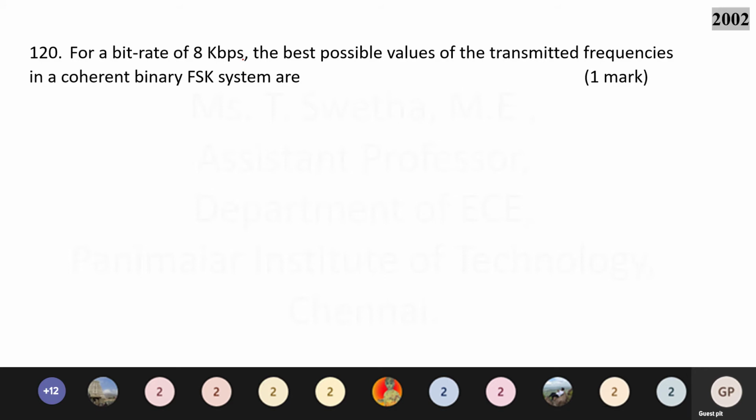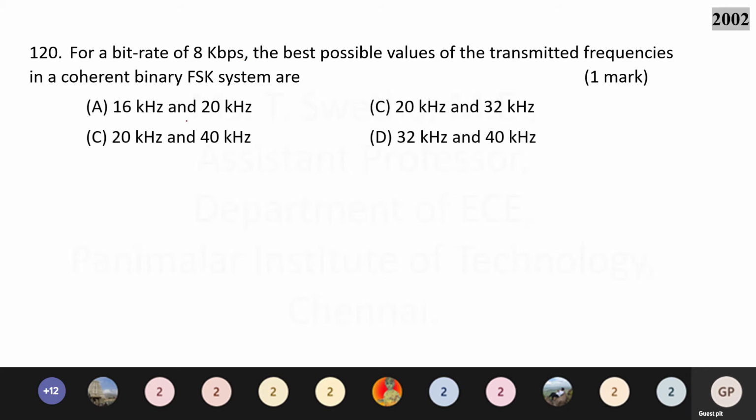If the carrier is matched on both transmitter and receiver side, that system is called coherent. Here we are going to use a synchronized carrier, that is, a coherent binary BFSK system. Next, for a bit rate of 8 kbps, we have to calculate which frequencies are related to BFSK.